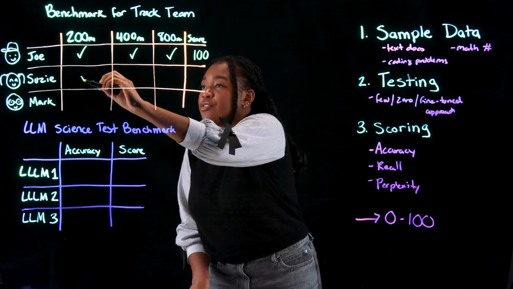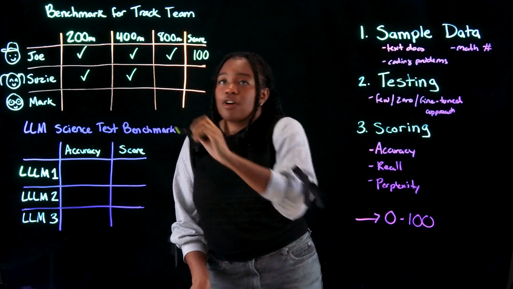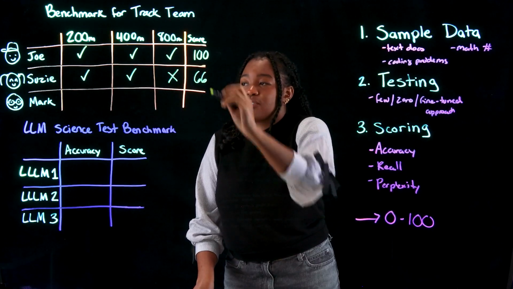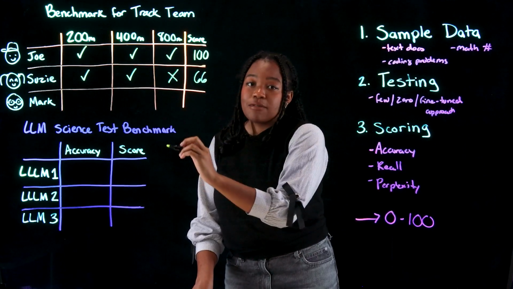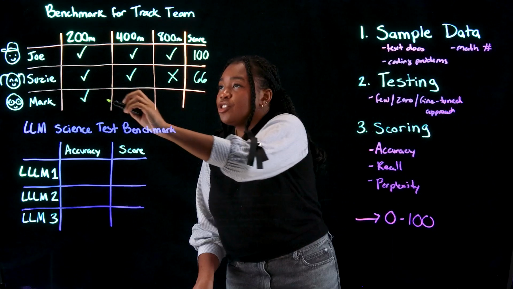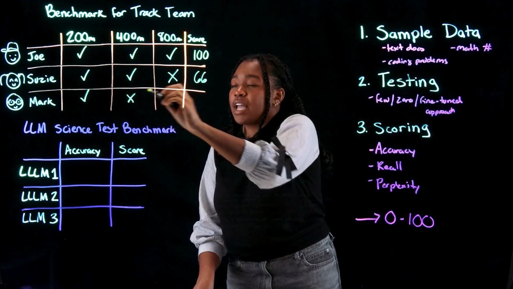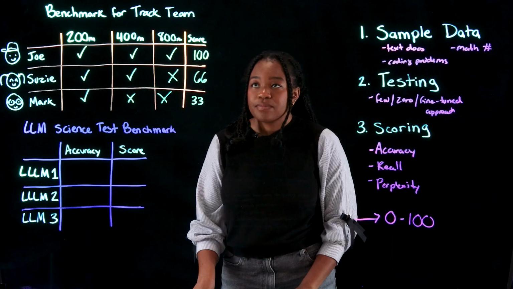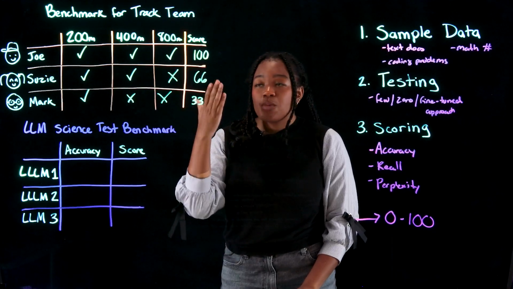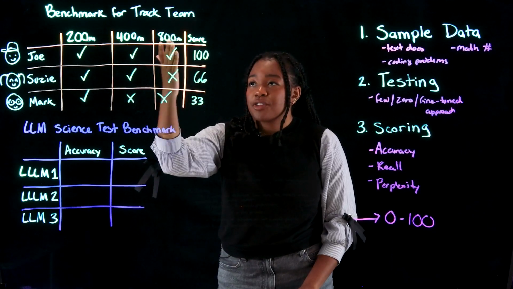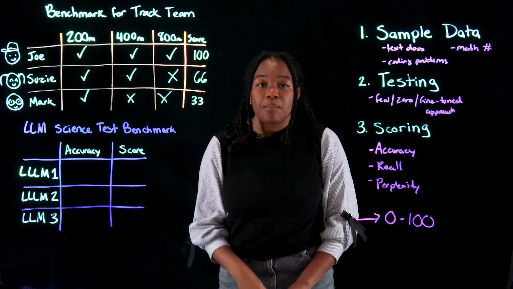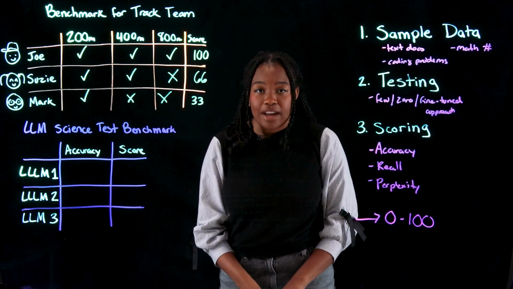Susie was able to pass the 200-meter and the 400-meter, but not the 800, and got a score of 66. Unfortunately for Mark, he was able to pass the 200-meter, but not 400 or 800, and got a score of 33. Looking at these scores, we can see that based on this benchmark that we've set for the track team candidates, Joe is the best candidate for joining the track team.